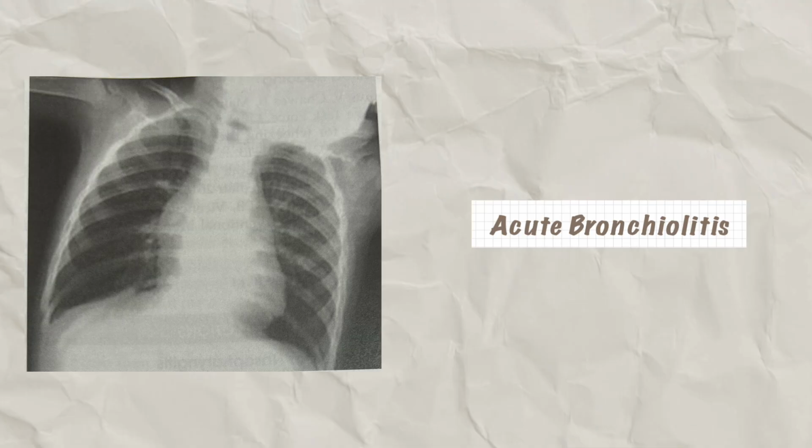The lung fields show prominent perihilar markings with peribronchial thickening, giving a streaky appearance. Few patchy infiltrates are seen. There is no focal lobar consolidation and no pleural effusion. Overall, the radiological features are suggestive of small airway obstruction consistent with acute bronchiolitis. Now let's read this from the textbook.